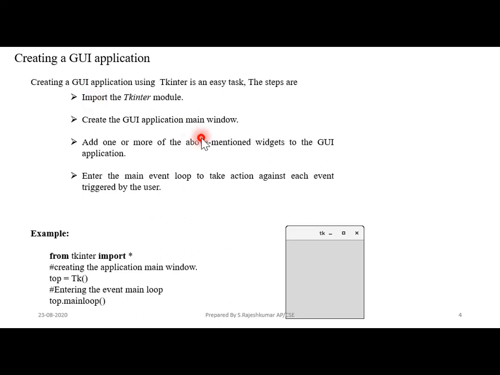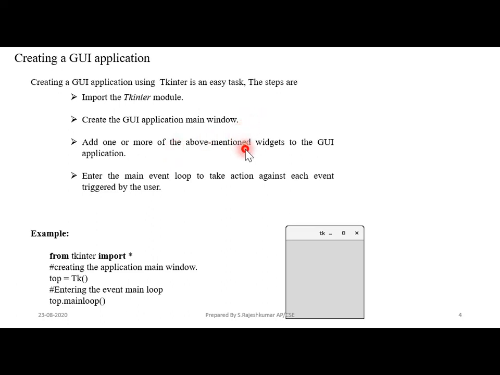So when you start a program to create a GUI application, the first important thing is you have to import the package, the Tkinter module. When you are importing this package, then only can you access all the package-related information such as functions and widgets. So create the GUI application in the main window.